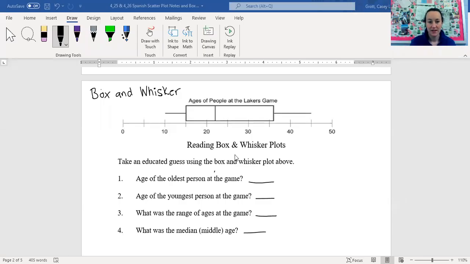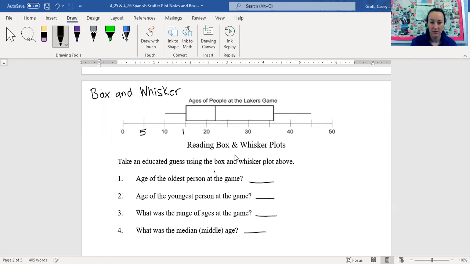Our other type of graph today is called a box and whisker plot because we have this box and then we have two whiskers coming off of it. So taking a look at this, ages of people at the Lakers game. There are 4 questions that I want you to try to answer. How old was the oldest person at the game? Write your number down for me.